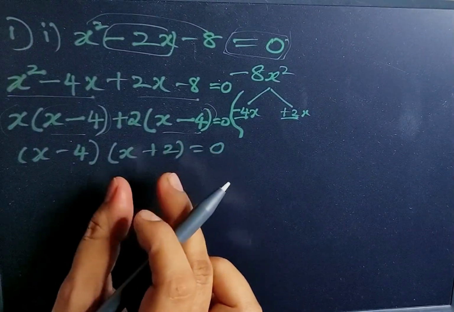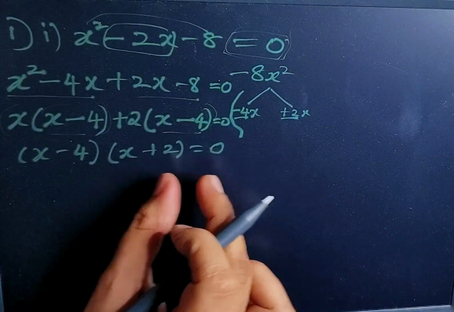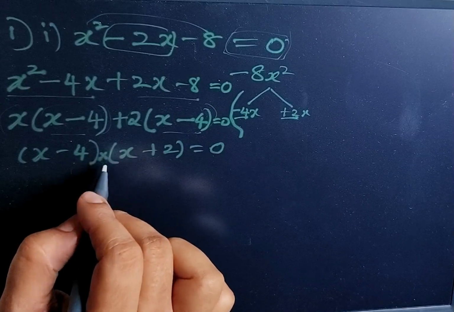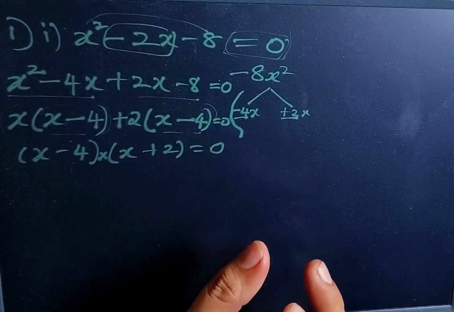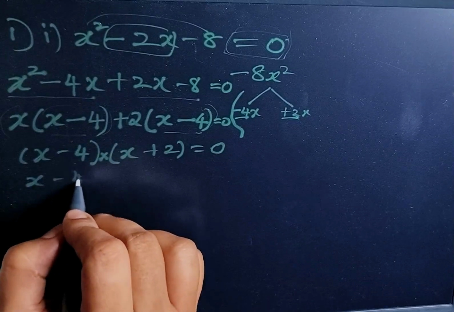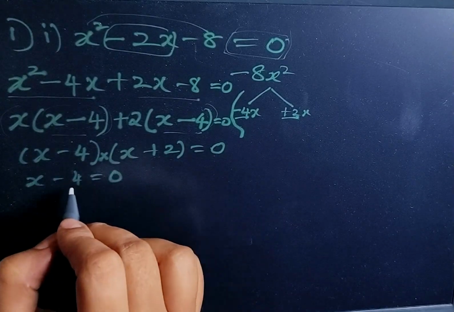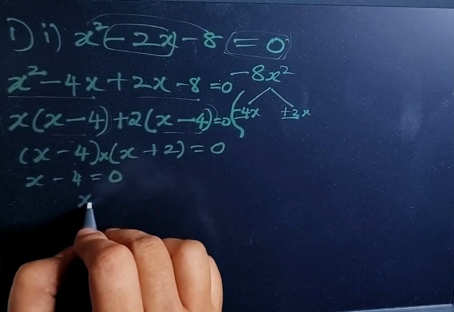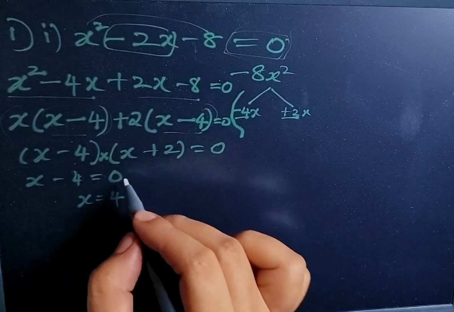Now, I am going to take this x plus 2 to the right side. As we have a product here, on the right side it goes as division. 0 by any number is 0. So we have x minus 4 equal to 0. Minus 4 to the right side will be plus 4. 0 plus 4 we get 4.